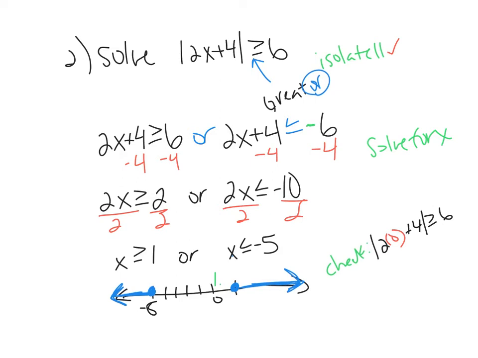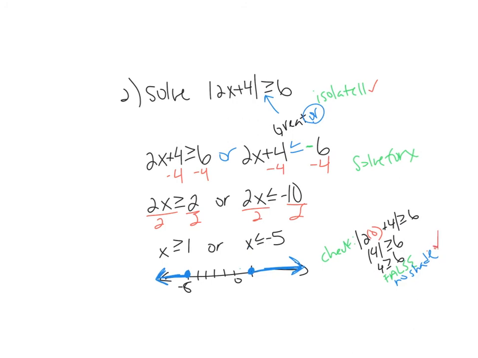2 times 0 is 0 plus 4 is 4. Absolute value of 4 is 4. Is 4 greater than or equal to 6? No, it is not. False, which means we should not have it shaded, and we don't have it shaded, okay? So that is a true statement there. Because it's false, we should have no shading, and that checks. No shade, and yes, we have no shading. So I know my answer is correct.